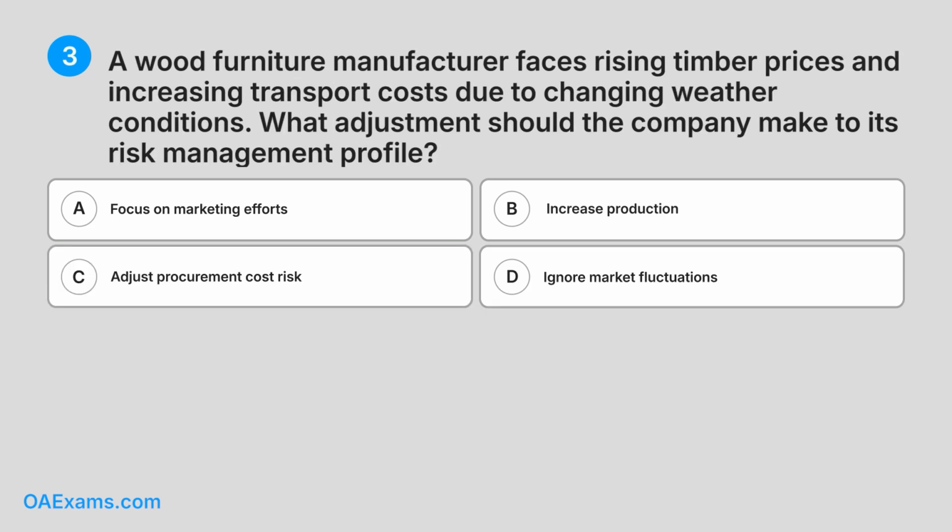3. A wood furniture manufacturer faces rising timber prices and increasing transport costs due to changing weather conditions. What adjustment should the company make to its risk management profile? A. Focus on marketing efforts. B. Increase production. C. Adjust procurement cost risk. D. Ignore market fluctuations. What do you think is the answer?